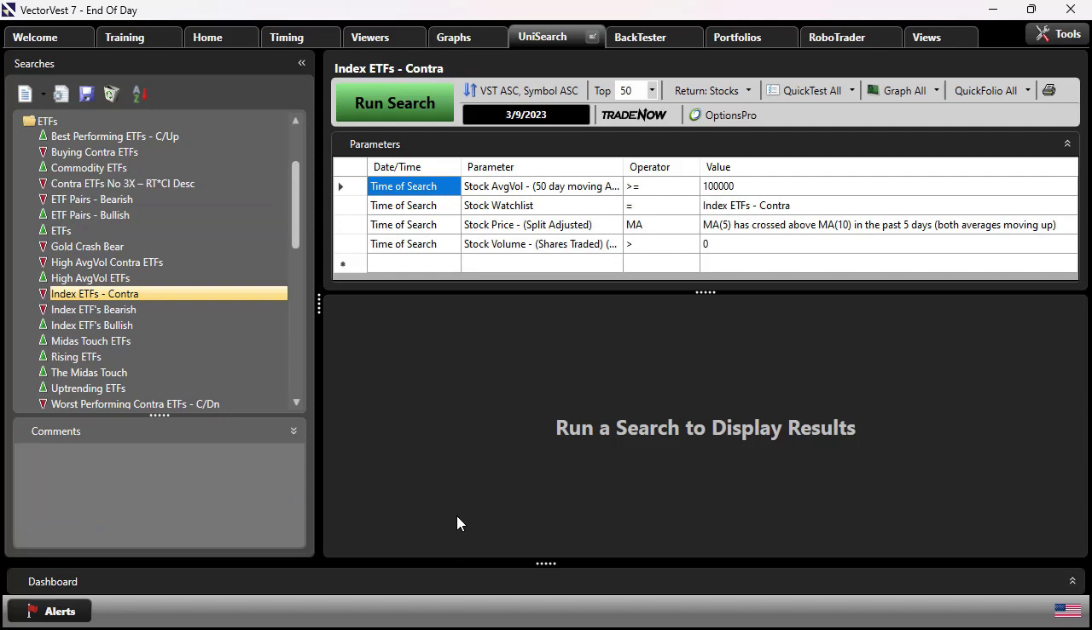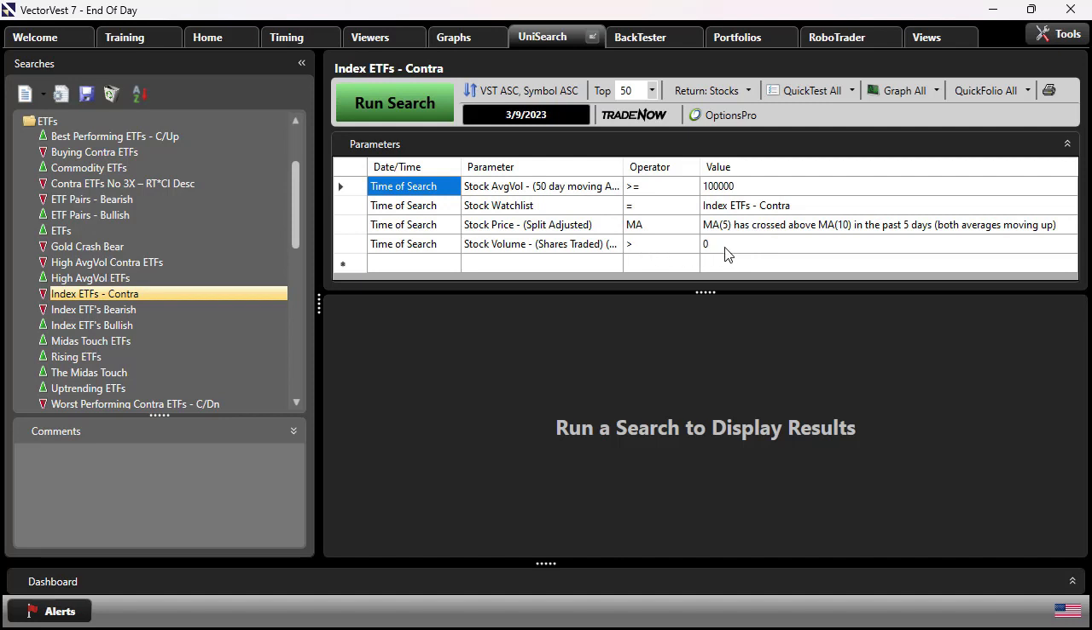So these are contra ETFs that follow the major indices. They have to have average volumes over 100,000 shares. They need to be in the watch list index ETFs contra. We're also using a moving average to try to catch these guys as they begin their uptrend, where the 5-bar moving average of prices crossed above the 10-bar in the last 5 days, both moving higher. And then stock volume greater than zero.